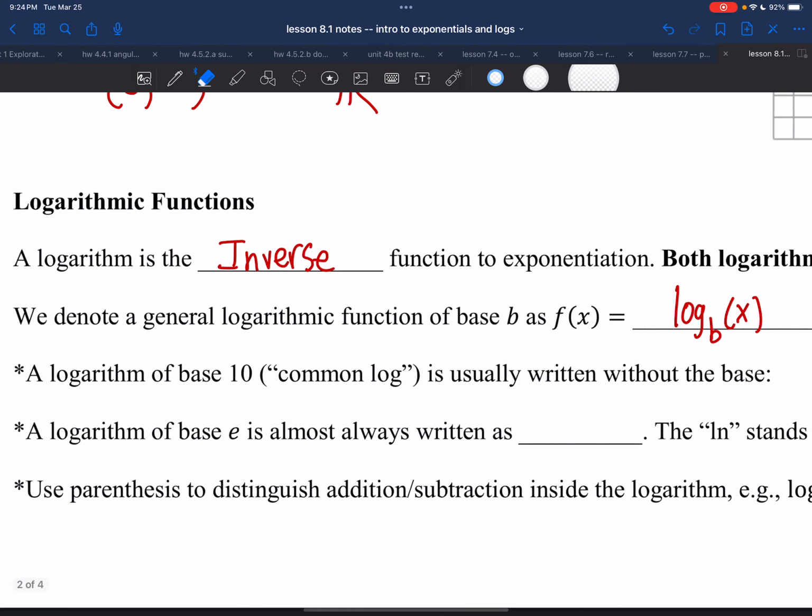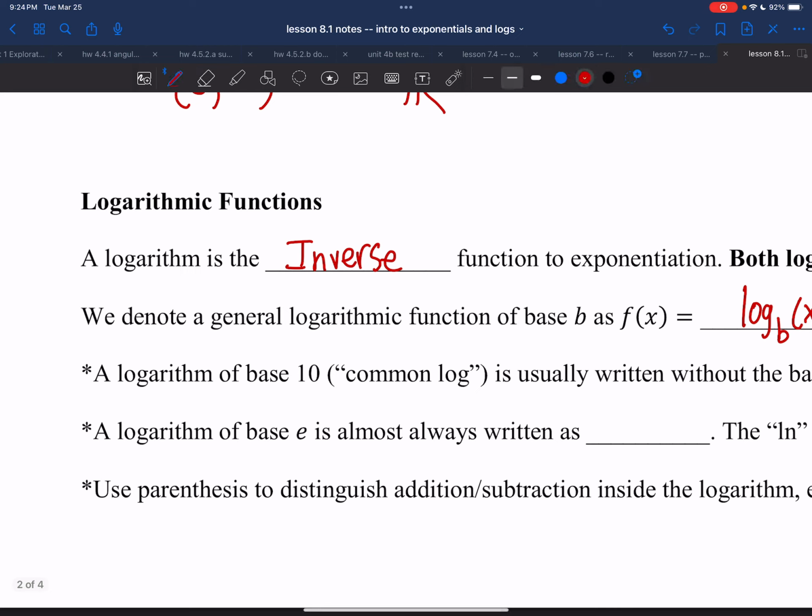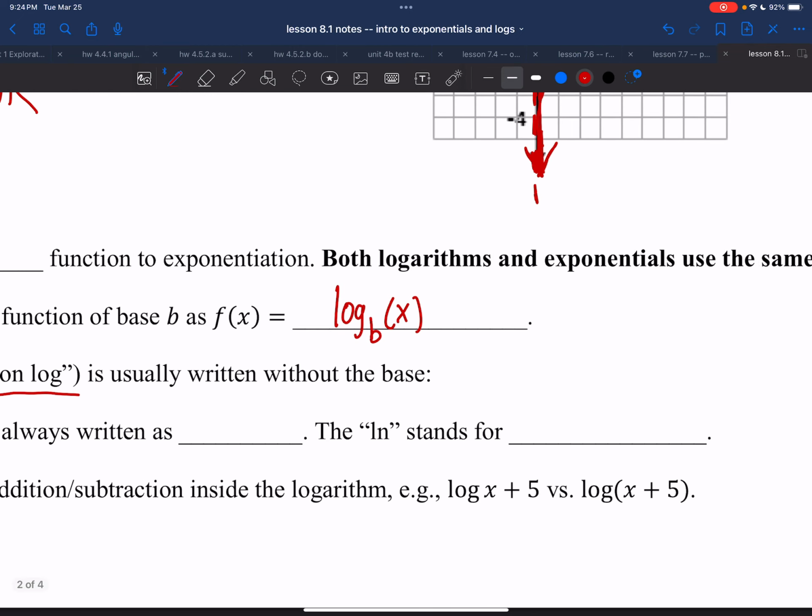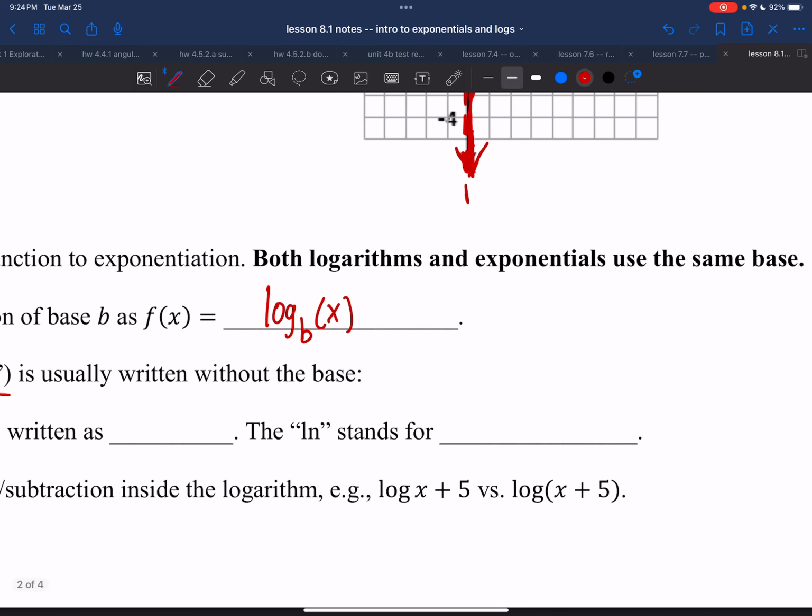Now, a few other things. There's something called common log. So common log is written in base 10, though it is standard to write common log without the base. So if you see log x with no base, that is the same as saying log base 10 of x. You just don't write the 10. And you might say, why do you do that?